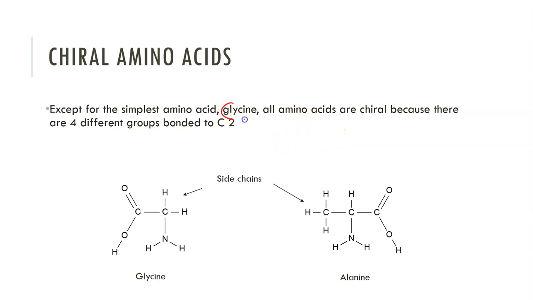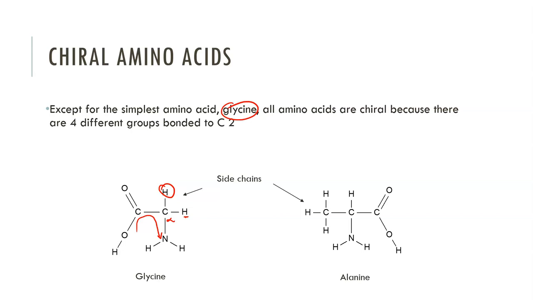And this is because glycine's side chain is just, this is our carboxyl, our alpha carbon, our amino. Okay, so this is our side chain and this is the hydrogen that is usually there. Because this has 2 hydrogens, it is a non-chiral or achiral amino acid, the only one.